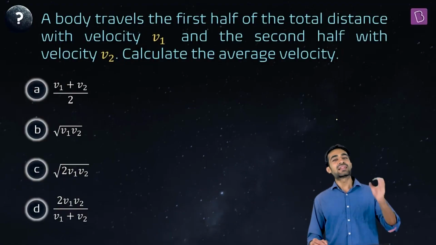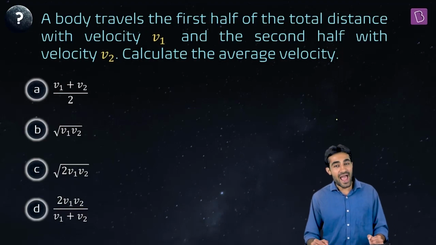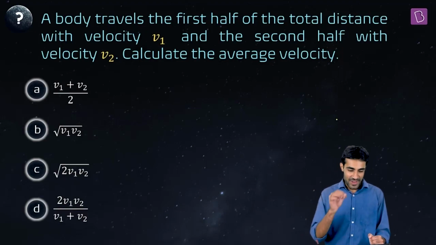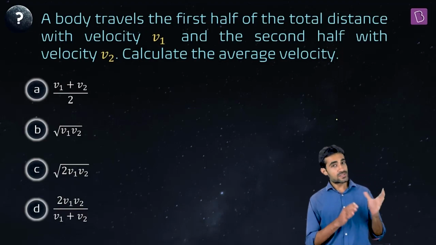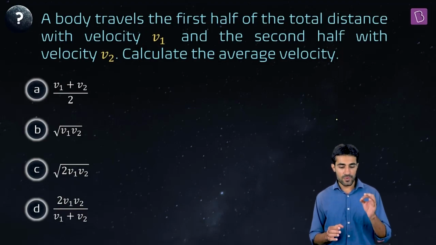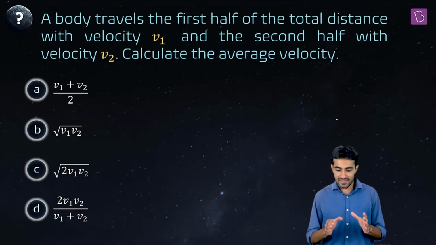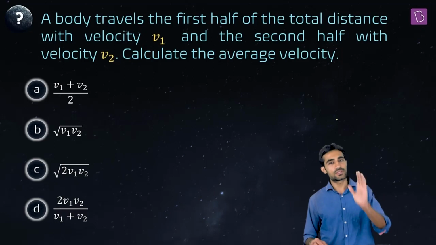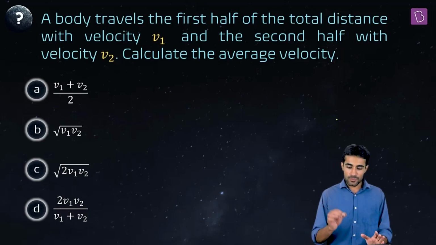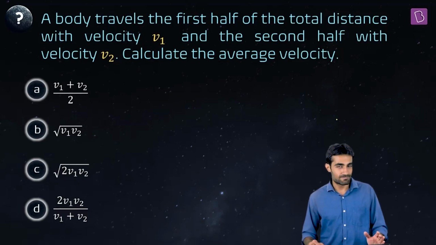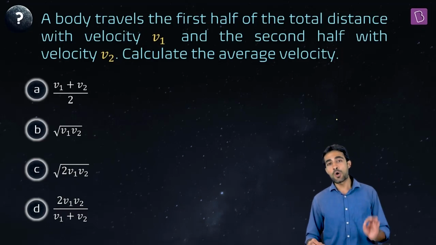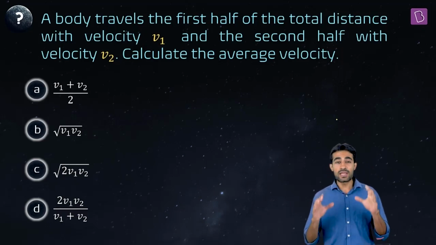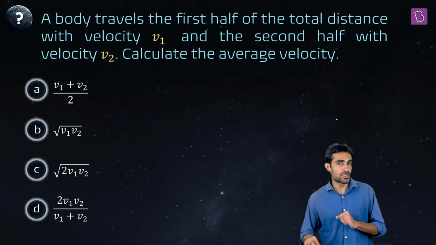Let's have a look at this question based on average velocity. A body travels first half of the total distance with velocity v1 and the second half with velocity v2. Calculate the average velocity. So in this question, we have to find out average velocity. Now let me show you the situation given in the question.